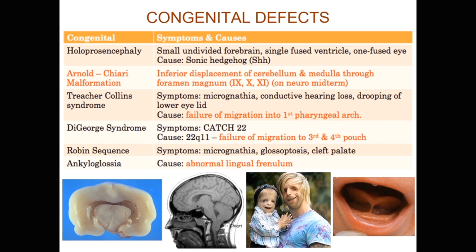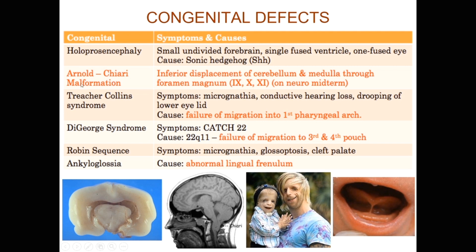So your eyes need sonic hedgehog to separate. So if you don't have enough, your eyes won't separate. This can lead to one fused eye, or what is known as cyclopsism. Also, it doesn't divide your forebrain because your forebrain needs it to separate as well. And you'll have one single fused ventricle, as you can see right here.